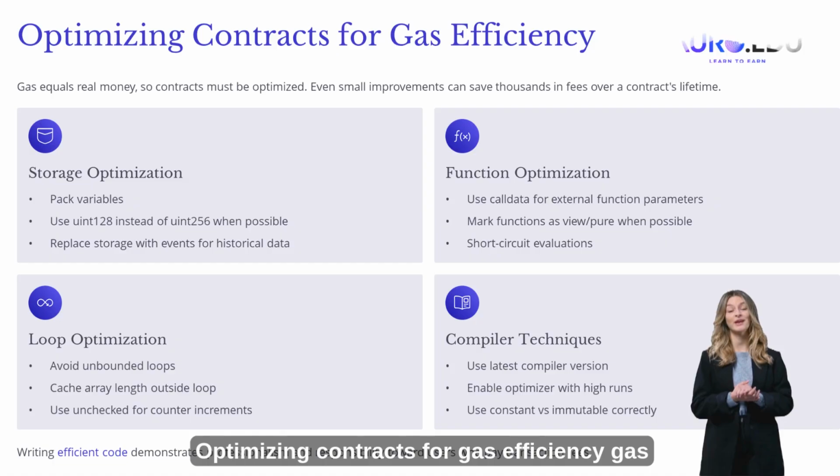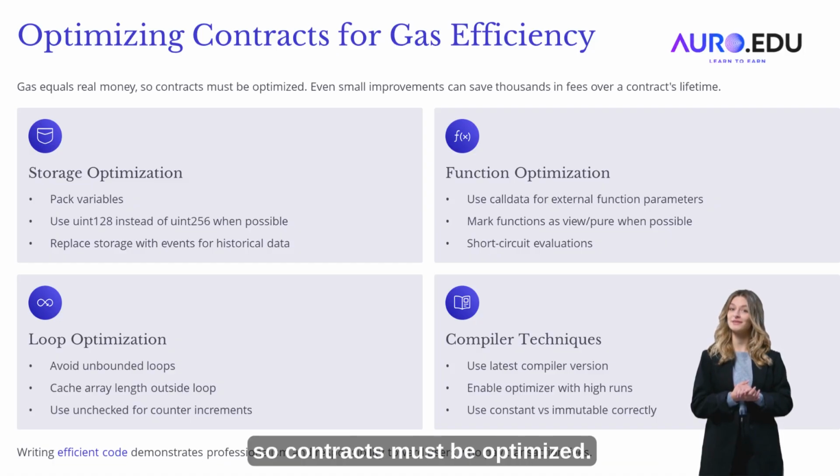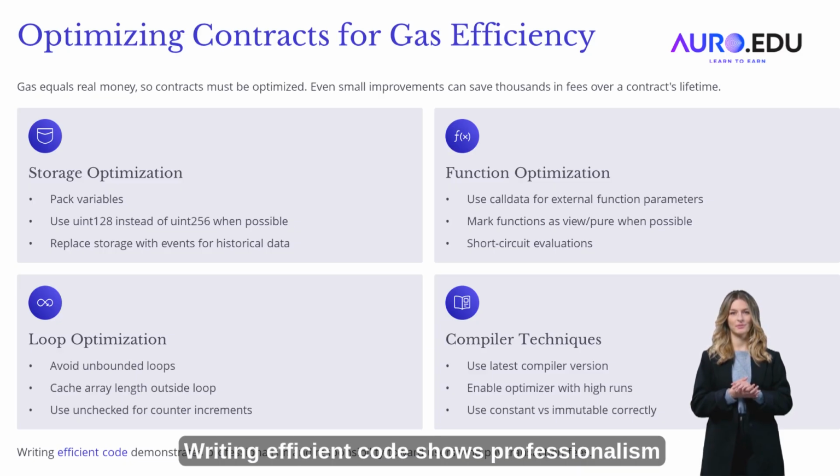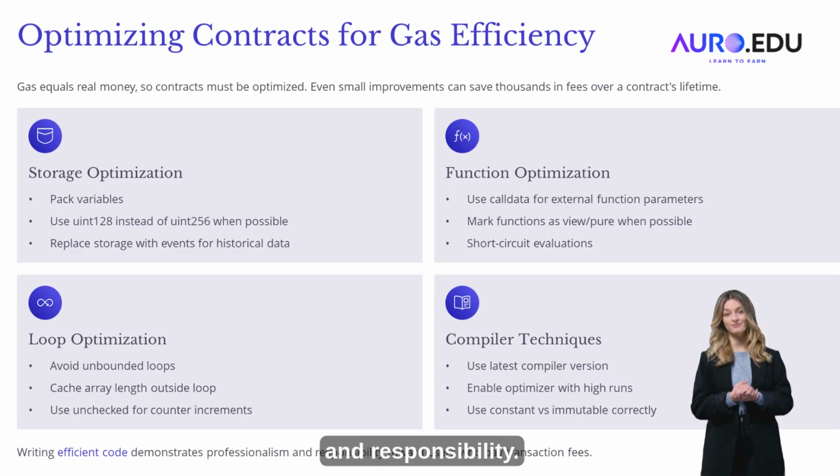Optimizing contracts for gas efficiency. Gas equals money, so contracts must be optimized. Techniques include reordering storage, using call data, minimizing loops, and emitting events instead of storing data. Small changes can save thousands in gas fees. Writing efficient code shows professionalism and responsibility.